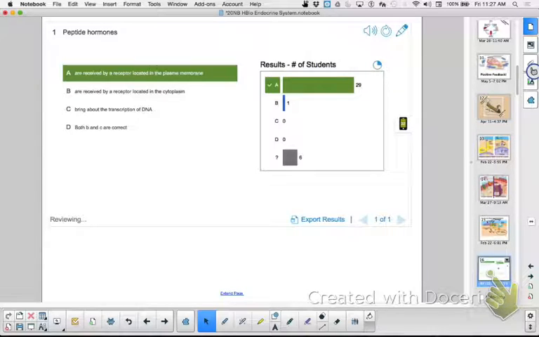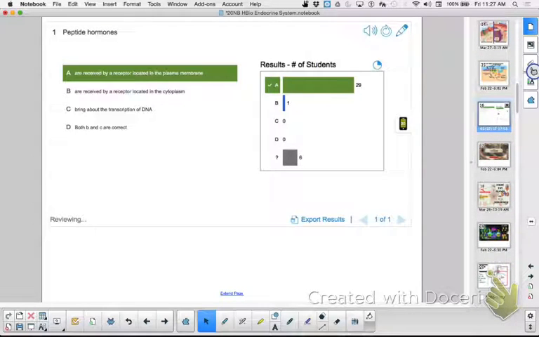Yes, peptide hormones are received by a receptor located in the plasma membrane. Something inside the cytoplasm. What kind of hormone is that if it's received inside? Steroid. Look at your BioBuddies clicker. Look at their screen at their smart lab. Praise or chastisement.